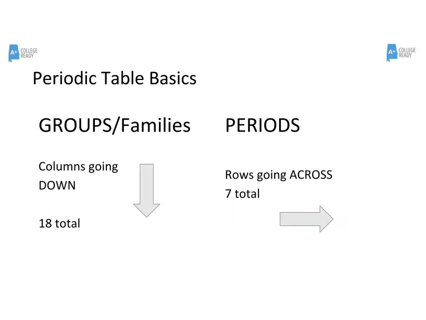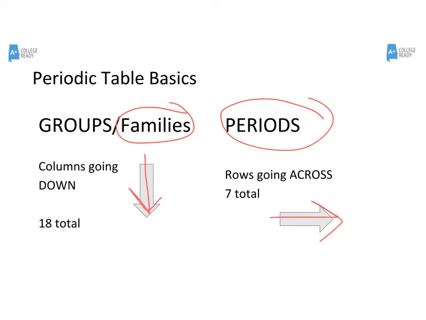The periodic table is organized into groups and periods. Sometimes we call groups families because the elements in any one group share similar chemical properties. In terms of the periods, the chemical properties change as you move across any one period. Groups are columns going down, while periods are rows going across. There are 18 groups and 7 periods.